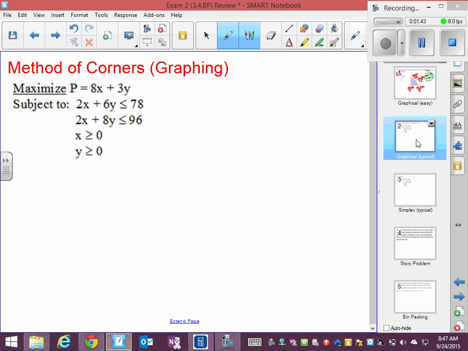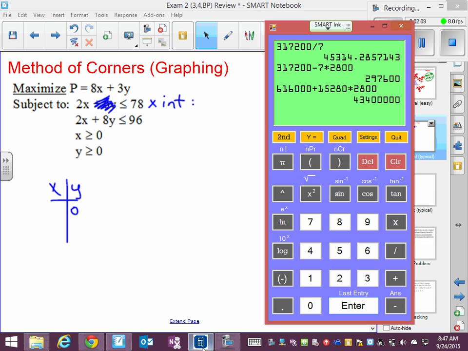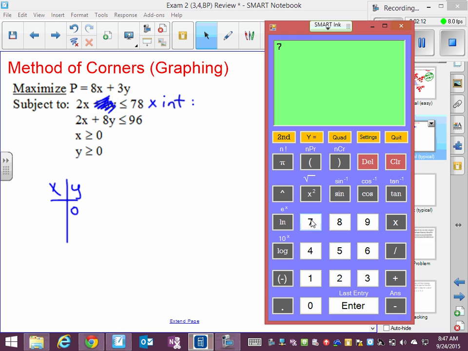I think the easiest way to graph is using the intercept method. So if you look at the first inequality, we want to find the x-intercept. It's kind of like if you were making a table. The x-intercept is what you would get if you plugged in 0 for y. And if I plugged in 0 for y, this would go away. And so the x-intercept is going to be 2 times what equals 78? It's 39. The x-intercept is 39.